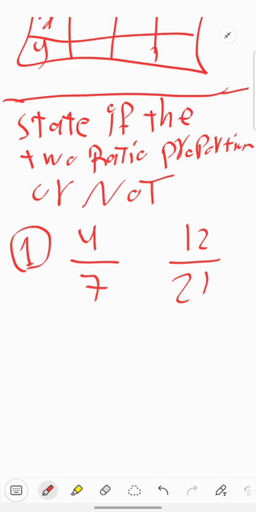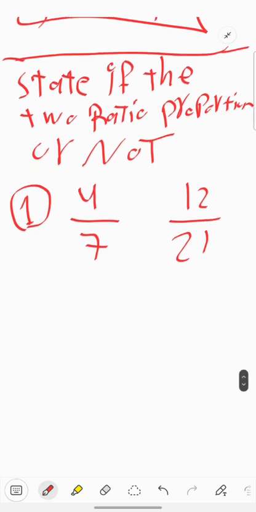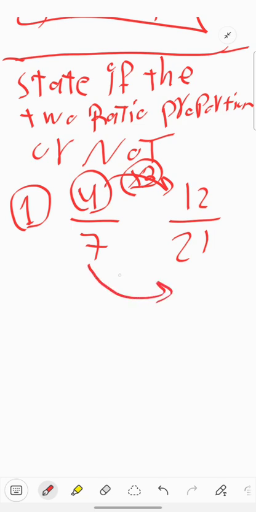State if the two ratios are proportion or not. First example, we have 4 over 7 and 12 over 21. So first strategy, use the cross, 4 times 21 and 12 times 7. If the two are equal, we have a proportion. The other strategy, 4 becomes 12, so we multiply the 4 by 3, right? So we need to multiply the denominator by 3. 7 times 3 equals 21, so the two ratios are equal and the relation is proportion.